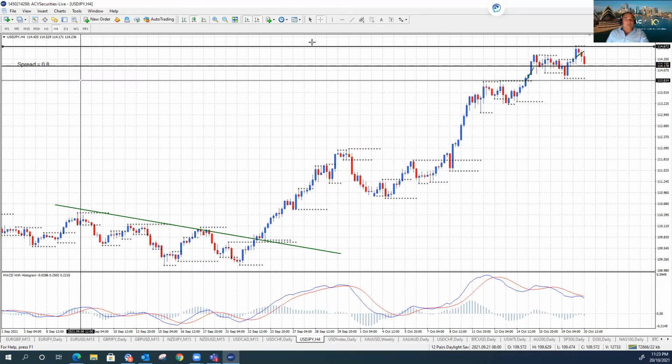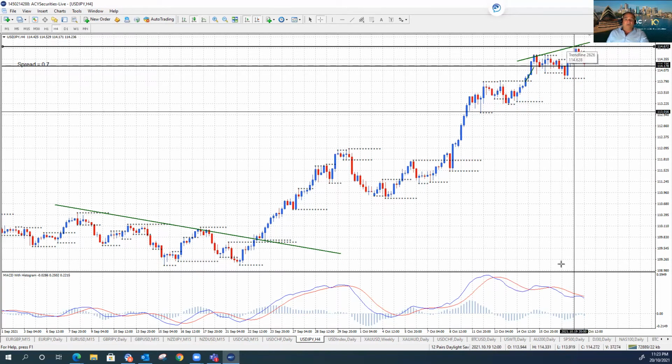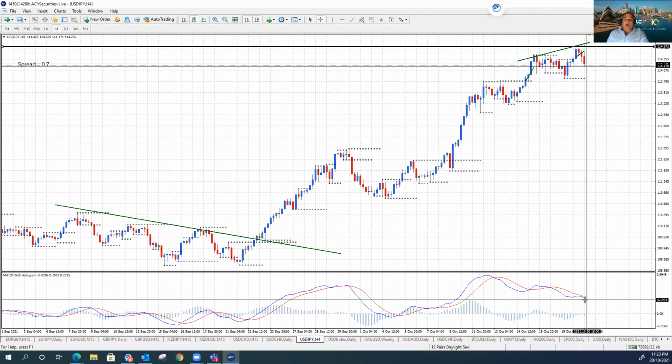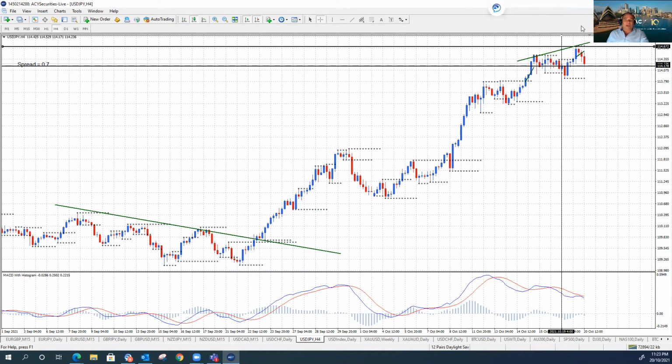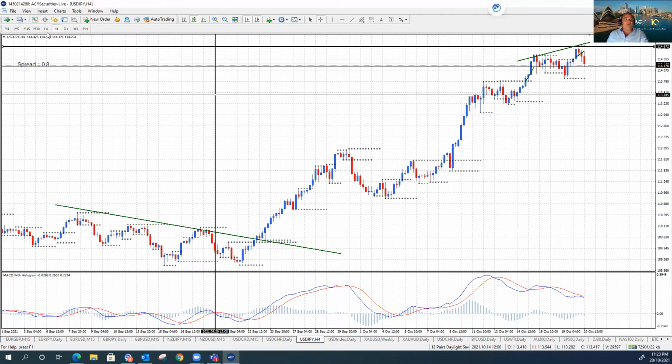The only thing I am starting to see is a bit of divergence occurring across this top and this top. If we look at the MACD, this one's actually higher, and then the next higher one is actually crossing down as we see a little bit lower. So getting a bit of divergence, that's a negative sign, but nothing major enough at this stage.